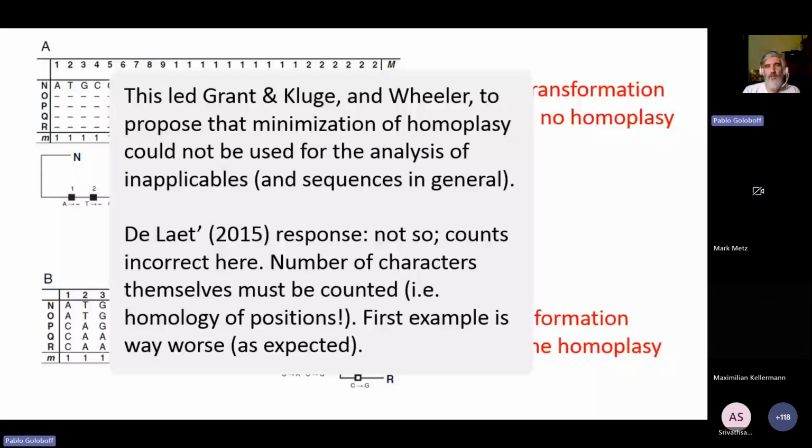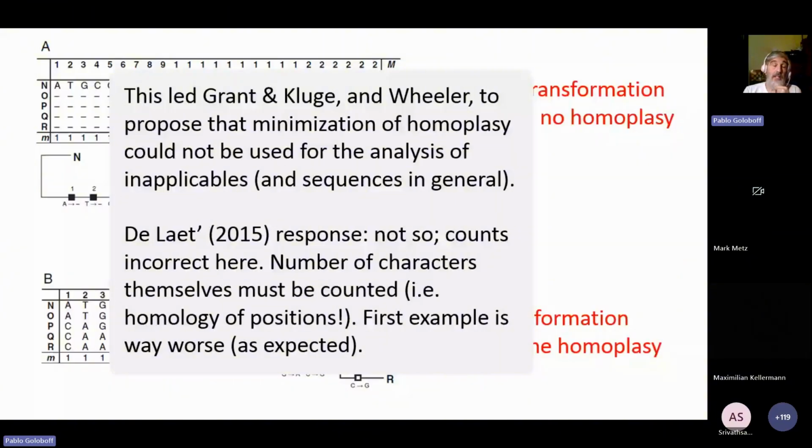The originations, so to speak, of characters themselves need to be counted, and you can have or not have homoplasy in that. That is, you need to account for the homology of positions. On that criterion, which is precisely what De Laet was proposing, the first example is indeed way worse, as expected, as it should be. So you really prefer the second example using De Laet's criterion, not the first one, as Grant and Kluge would have it.